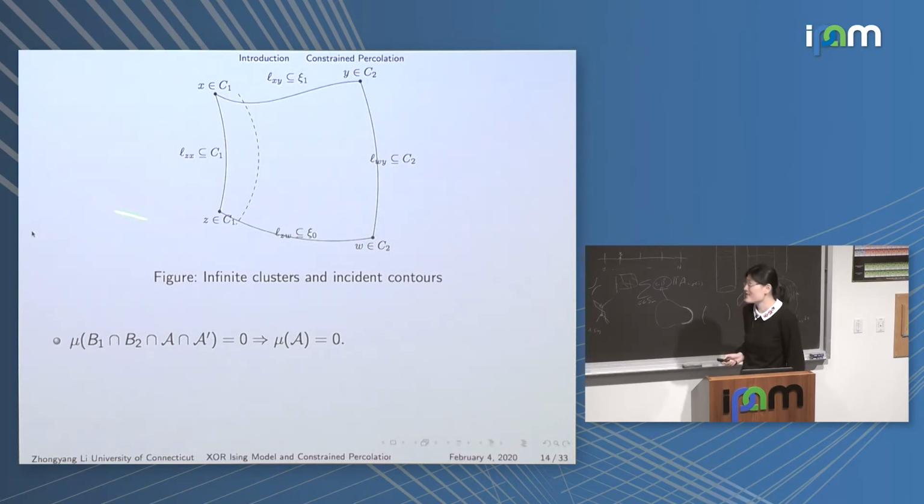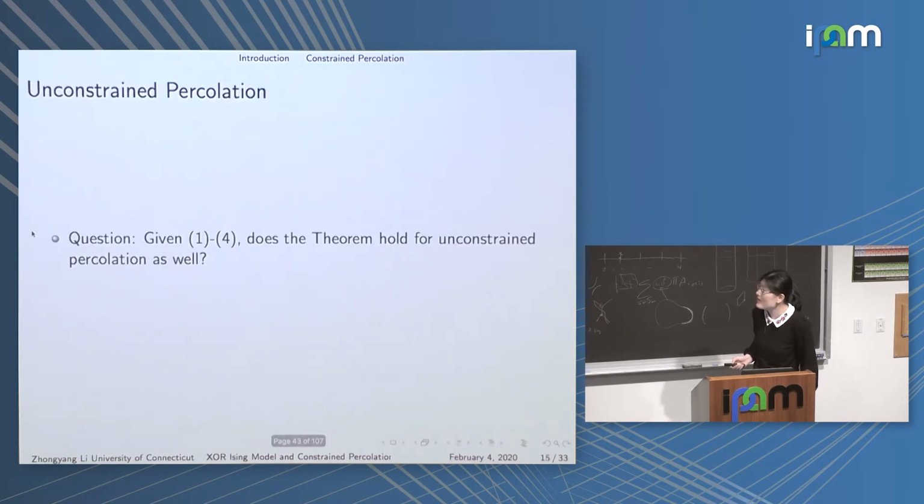Therefore, any vertex on this path must have the same state. But this is a contradiction, because starting from here it has state 1, but ending here it has state... starting from here it has state 0, and ending at here it has state 1. So this is a contradiction. This contradiction implies that the assumption is not correct. So the probability that there exists a unique infinite 1 cluster is equal to 0.